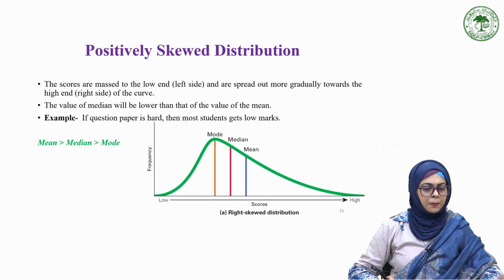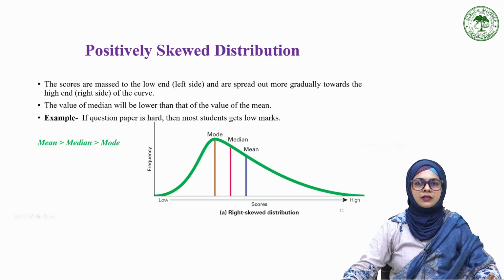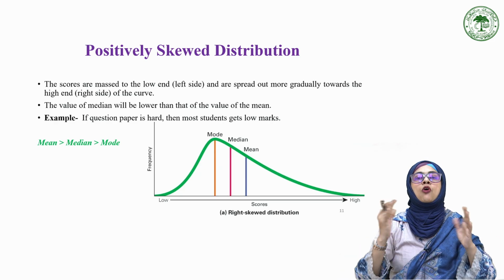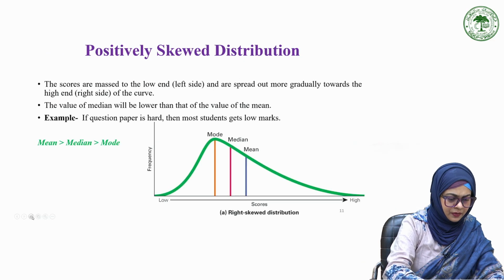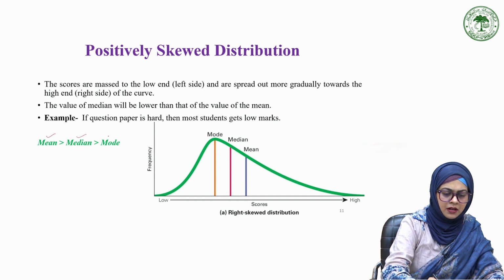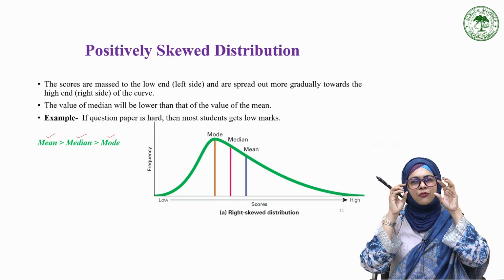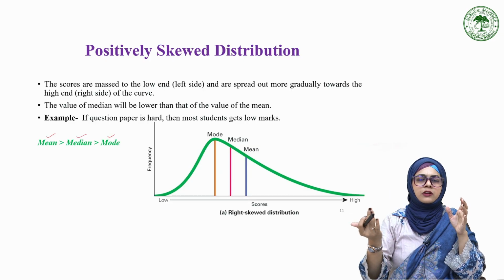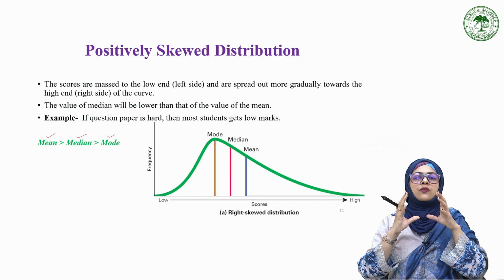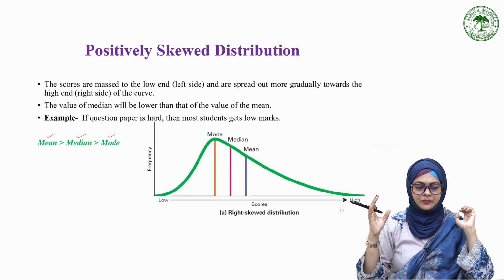Now let's look at the positively skewed distribution. Of course, unlike the negatively skewed distribution, it is the opposite. So here the mean would be greater than the median, and then the mode will be the least. Now why is it happening so? Because a very few high values, which are the outliers also, pull the mean towards the right here, making it greater than the median and mode, right?